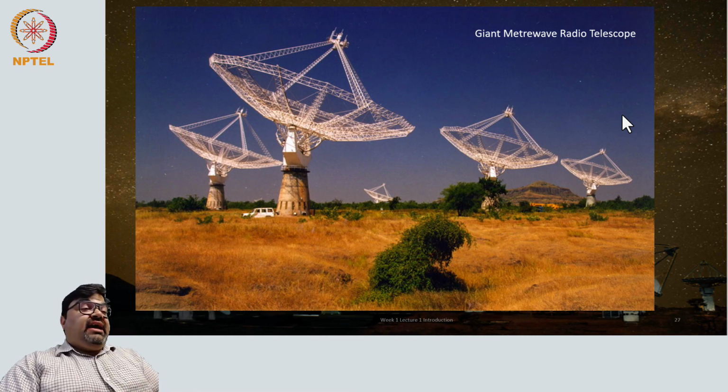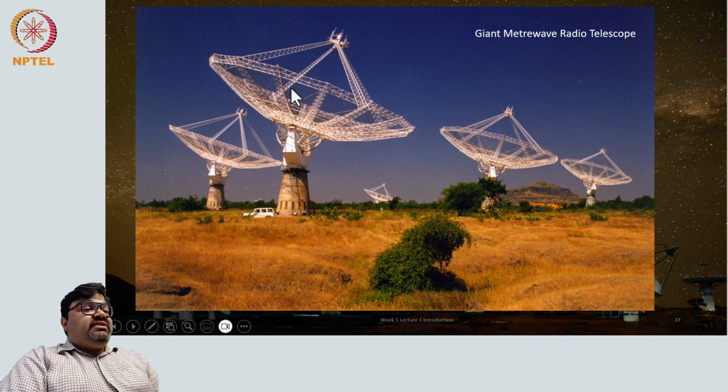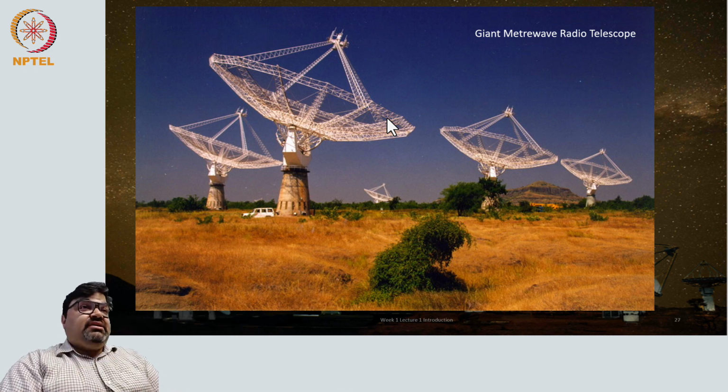Closer to home, we have our Giant Metrewave Radio Telescope, built a little bit north of Pune in Maharashtra. There, each of the dishes is about 45 meters in diameter, compared to 25 meters in VLA. There are 30 of them compared to 27 in VLA. And they have another novelty in the design of the dish, which I will come to in a little bit.